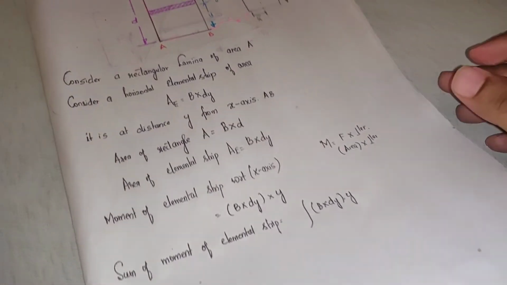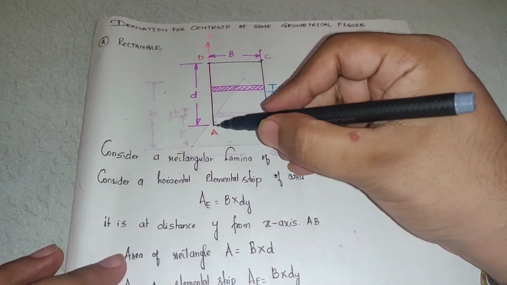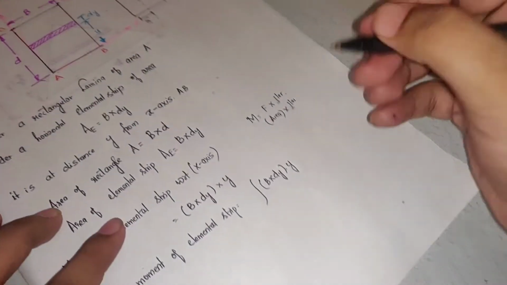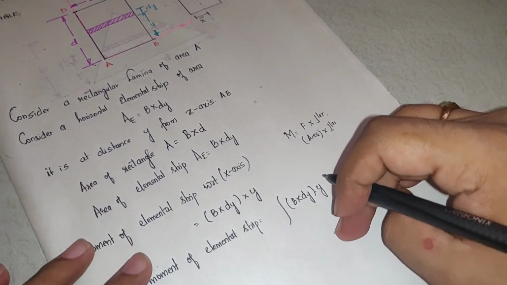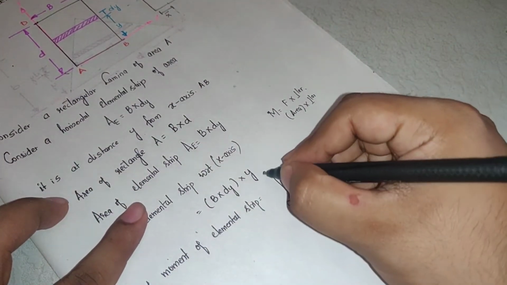Now from where to where should I integrate to get the total moment of the elemental strips? This is 0, and I should integrate up to a limit of d. So b is constant throughout. What is the thing that is going to vary? It is depth. So b will remain the same, and the variation is from 0 to d. So the limits will be 0 to d.